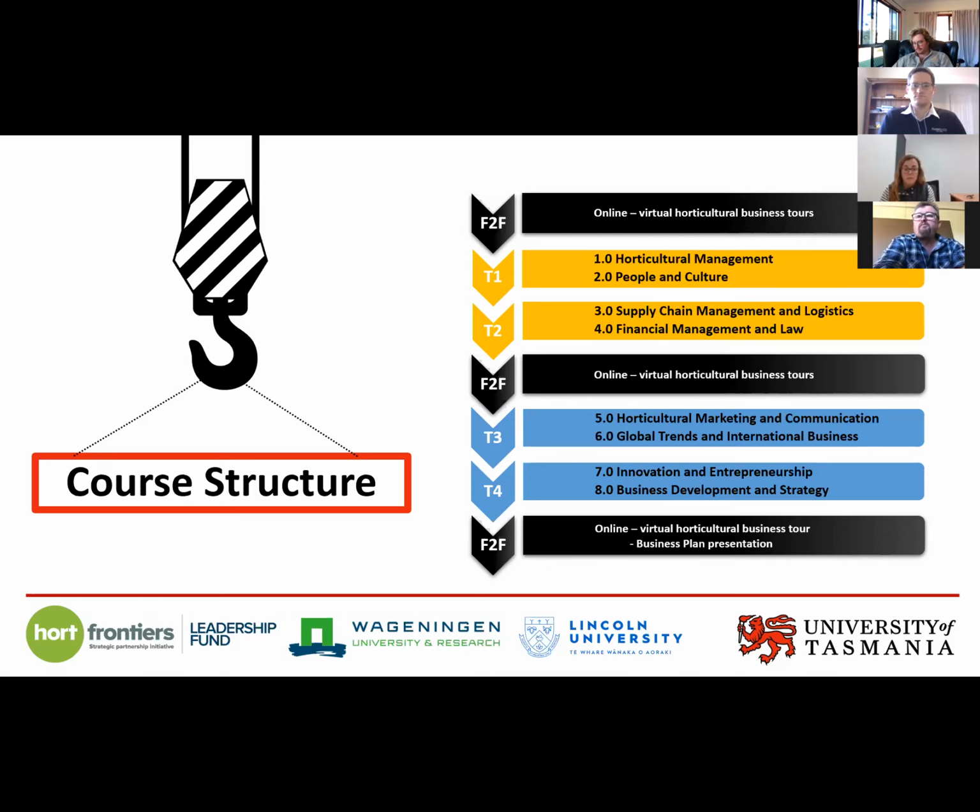After those first 2 terms, we then have a 2-week break. We come back, and at this stage, we'll run a virtual online workshop. And then we do terms 3 and 4, where we look at marketing and communication in horticulture, global trends in international business, innovation and entrepreneurship, and business development strategy. And then we have a final face-to-face meeting. It'd be great if we can do this in person.